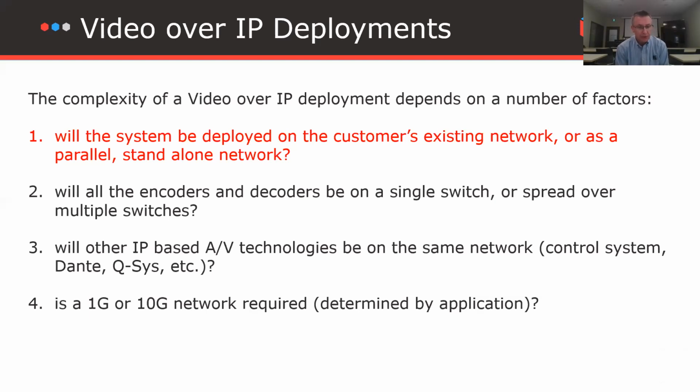Number 2, are all these encoders and decoders going to be on a single switch or spread over multiple switches? Number 3, is there going to be other IP-based technologies on the same network? So is this going to be just encoders and decoders with video over IP, or do we have control systems? Do we have things like Dante and QSys on there as well that we have to co-manage and play nice with on the network? Those are all considerations we have to take into account. And the last one is, is this going to be on a 1 gig or a 10 gig network? I'm sure you've heard all the fights out there about which one of those is most appropriate, but it really is determined by the application.